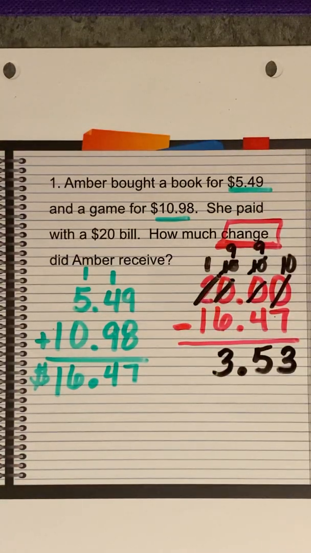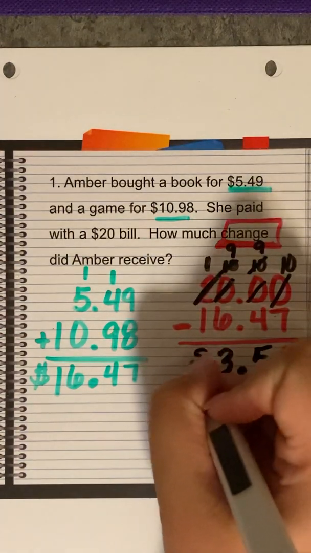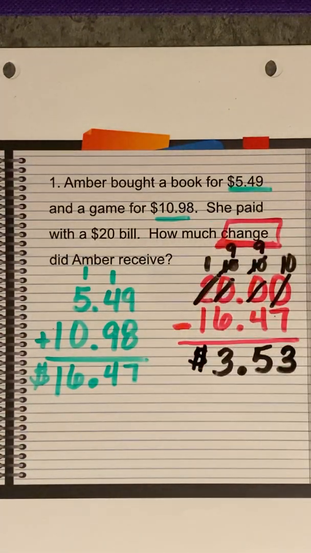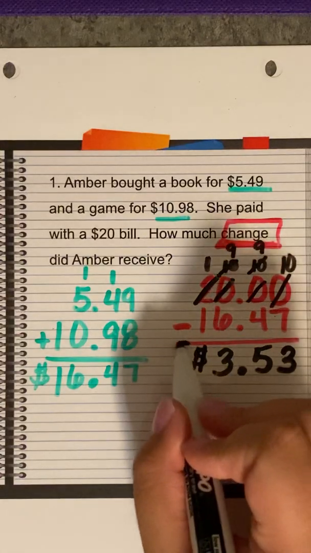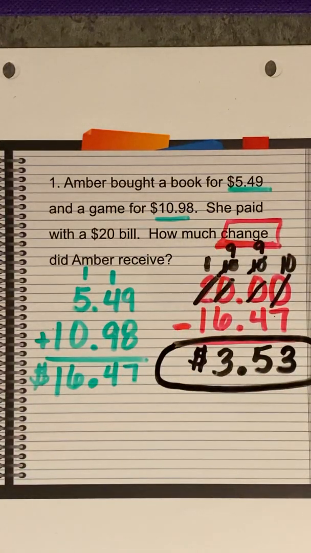So how much change did she receive? $3.53. So the change is going to be $3.53. You can either highlight your answer, write that it's the answer, however you want to do it. Make sure you have that down, and that will be the change that she receives.